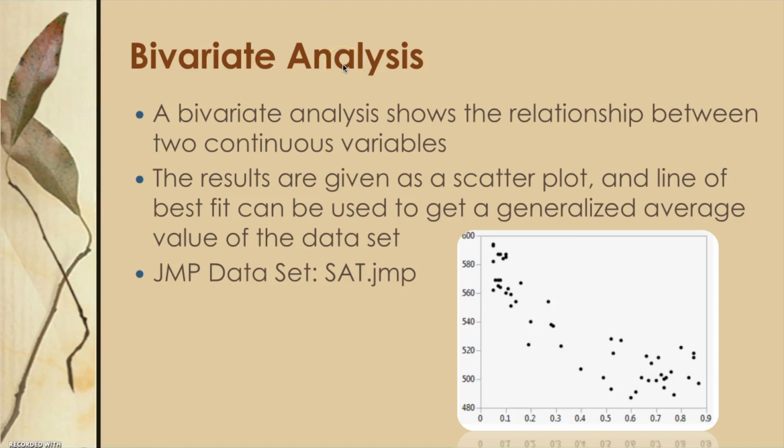So now going into bivariate analysis, this is showing the relationship between two continuous variables. It gives a scatter plot, which is shown down here in the corner. That's a result from a data set that you can have. And you can put different types of lines in this. I'll show a little bit more of that inside of JMP. So the data set that we're going to be using is SAT.